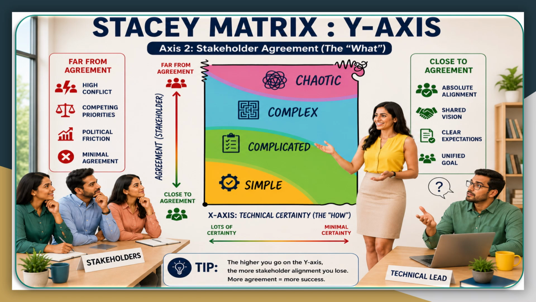On the top of the y-axis, it is far from agreement. As you move up the y-axis, political friction takes over. Imagine the logistics company decides to consolidate three regional distribution hubs into one centralized mega facility. Suddenly, the regional managers are fighting to protect their local jobs. The finance team demands a strict budget cut, and the operations team insists on a massive space setup. You have high conflict, competing priorities, and minimal agreement. As an agile project manager, you have to take care of these agreements.